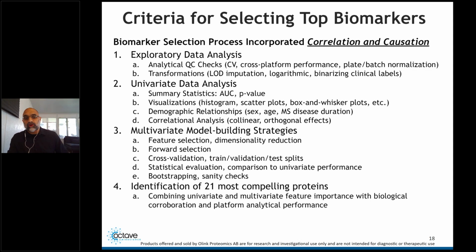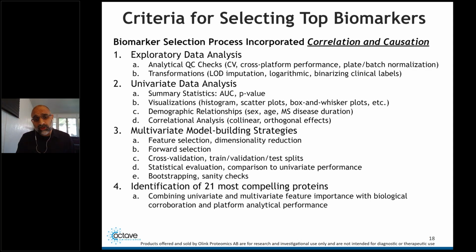The next step was to perform univariate data analysis. And so we set some optimization metrics, such as area under the ROC curve and p-values, that would allow us to interrogate our biomarker performance at a univariate level. Another important aspect of our univariate process was to look at demographic relationships. Along with the protein concentrations and the endpoints, we also had several demographic categories, such as sex, age, disease duration, and several others as well. And so we look for relationships of the biomarkers with these demographic factors independent of the endpoints.